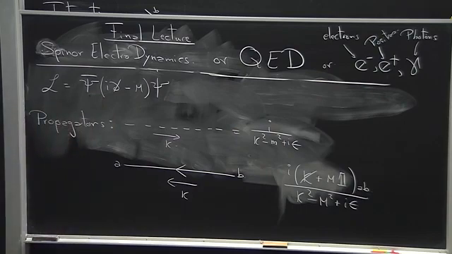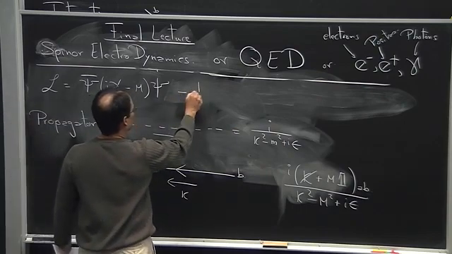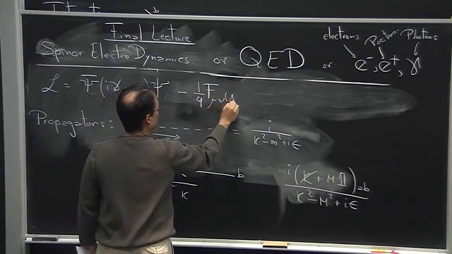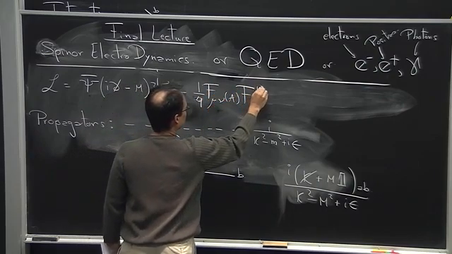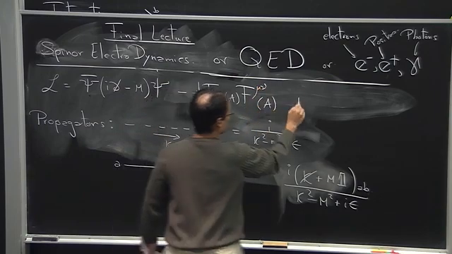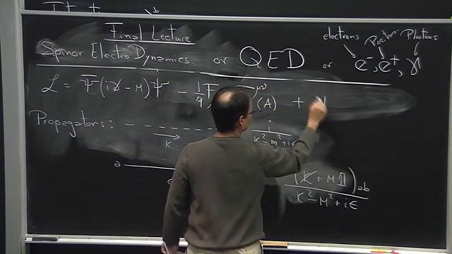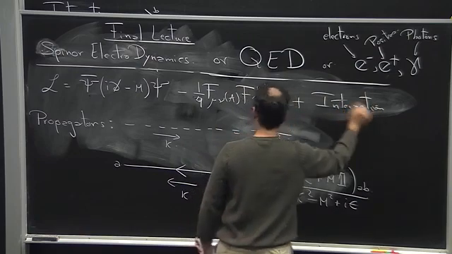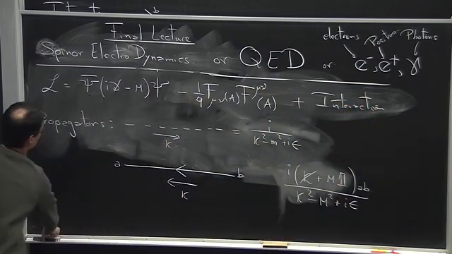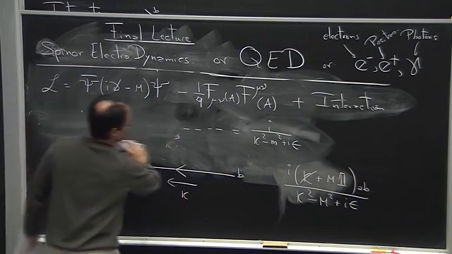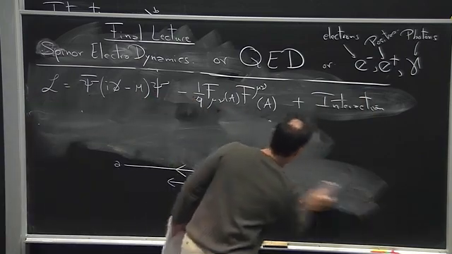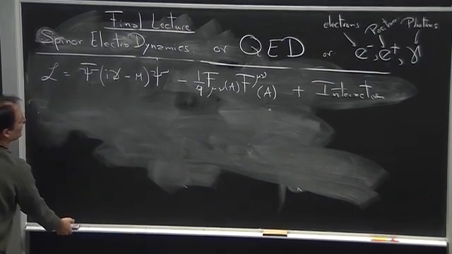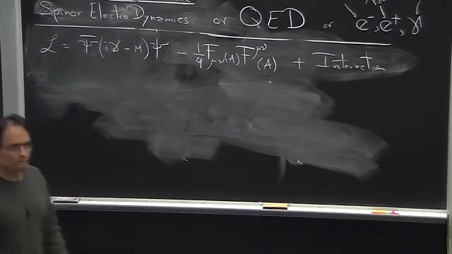And what do we have to add to it? Well, we have to add our Maxwell Lagrangian plus some interaction, which we have to find out. Okay? And that's what we're supposed to do.